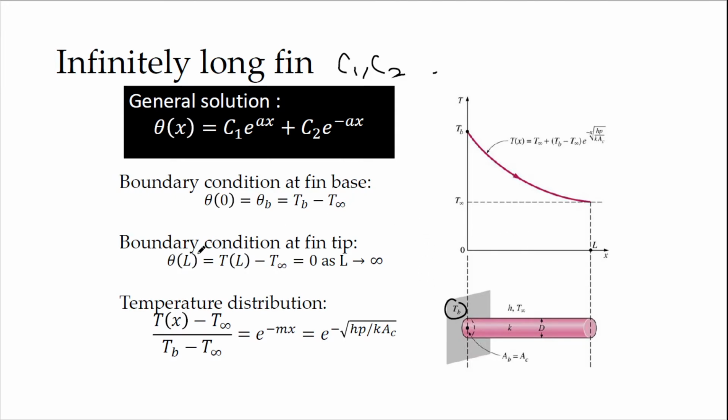And your boundary condition at the fin tip, meaning the farthest end of the fin, is 0. Why 0? Because if we make the fin very long, as I mentioned earlier, your tip temperature will be equal to the ambient temperature. So T_L is equal to T ambient minus T ambient, and then you get 0. If you assume that, you can use this equation directly.